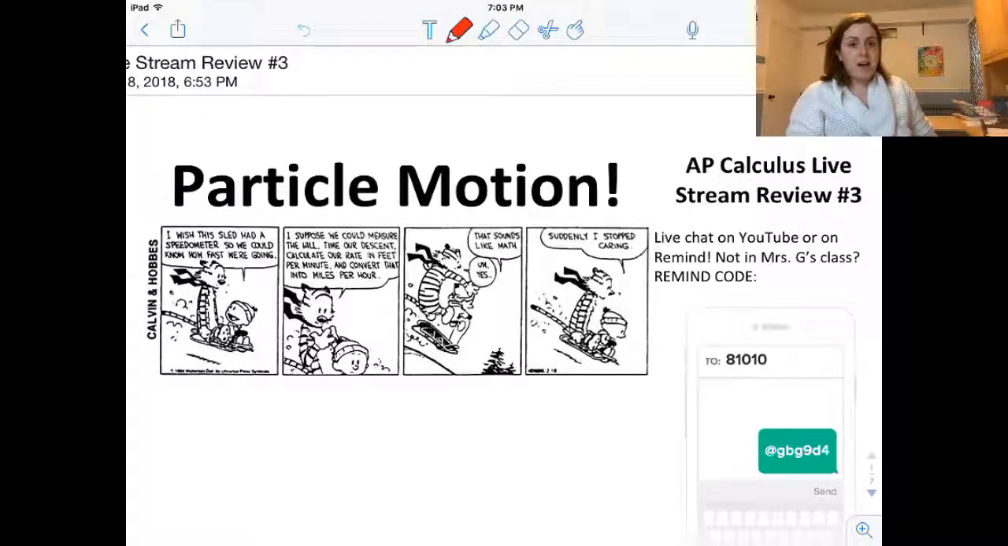All right, so we're going to get started. Tonight's topic is all about particle motion, which is almost always a free response question on the exam. It also will definitely be in your multiple choice. It's one of the most everyday applications of calculus that we see.